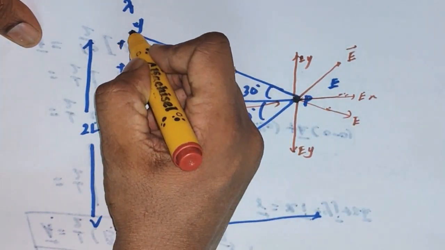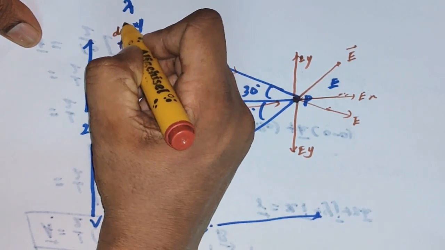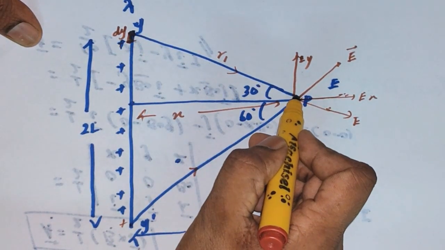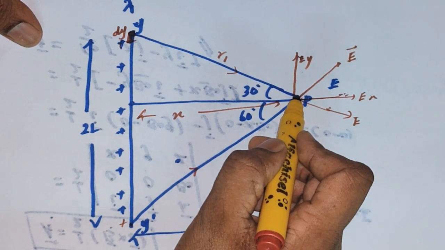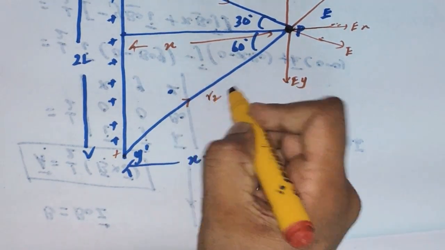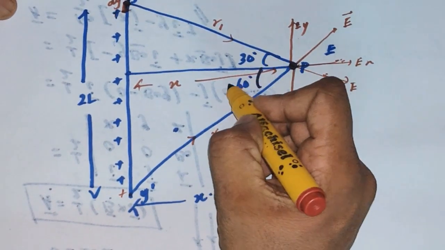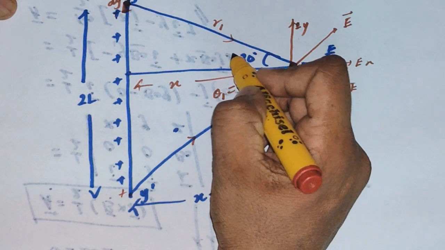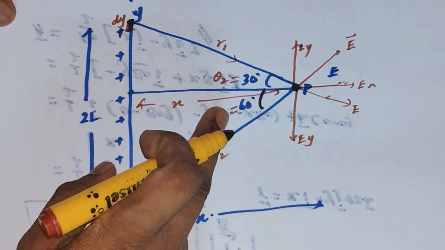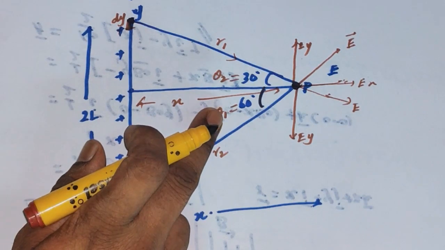So now what we are going to do is make a small length segment of length dy. Due to this element at a distance r1, we are going to find the electric field. This distance you can call r2. In general you can call this angle, 60 degree, theta 1, and 30 degree theta 2. First we need to find the general solution in terms of theta 1 and theta 2, then we can substitute our theta 1 and theta 2.